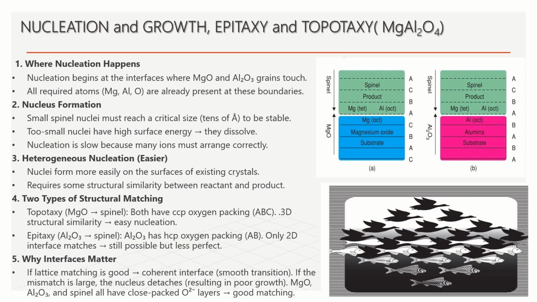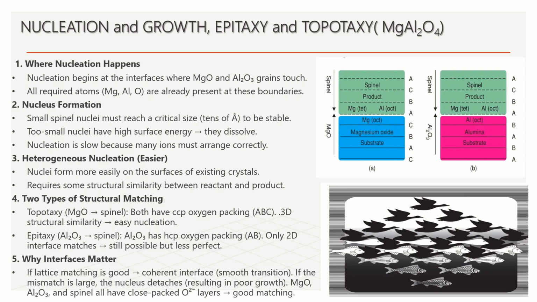Now, oriented nucleation happens easily under two conditions. The right atoms are present near the surface, and the spacing between the ions in both structures matches well. If the match is good, the interface is smooth and coherent. If the match is bad, the strain becomes too high and the new nucleus breaks away. In the MgO Al2O3 system, the interface match is good because all three structures, MgO, Al2O3 and spinel, have close packed oxide layers. So very thin layers of spinel can form easily wherever the grains touch.